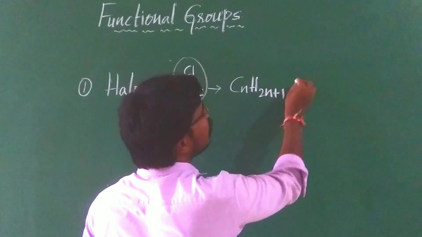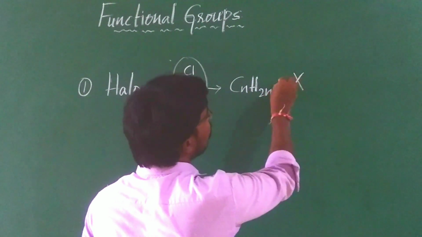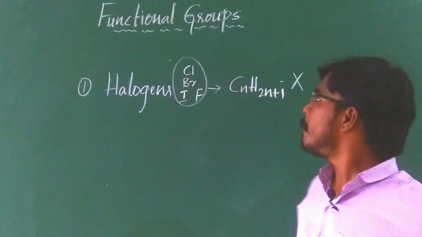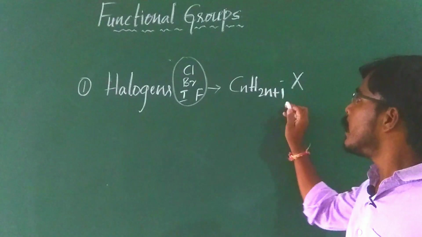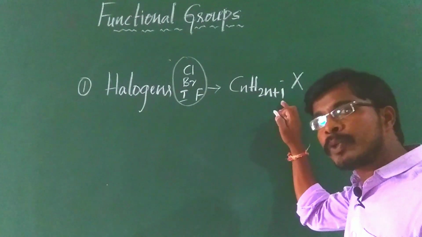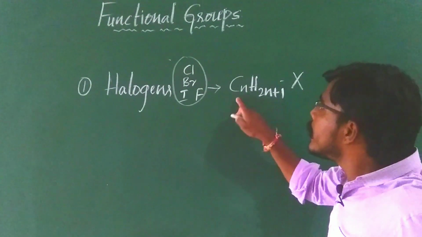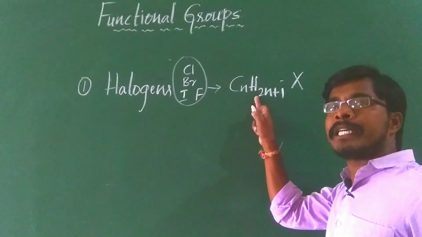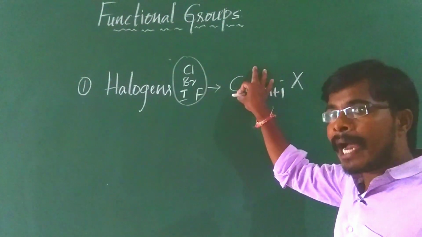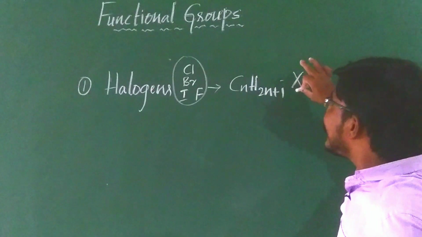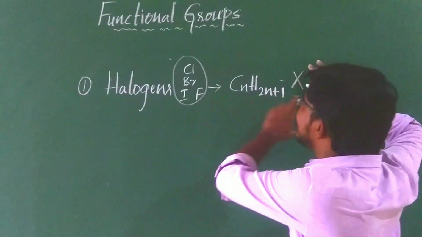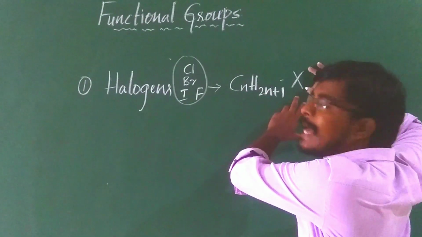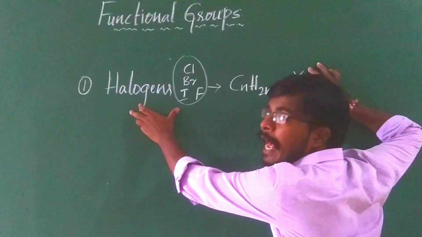CnH2n+1X. Already you know CnH2n+1. In place of +1, if it is +2, it is nothing but a hydrocarbon, right? Carbon and hydrogen attachment is there, so these are called hydrocarbons. To this, X is attached. X is nothing but halogen. Okay? Generally we take the symbol X; X means halogen.